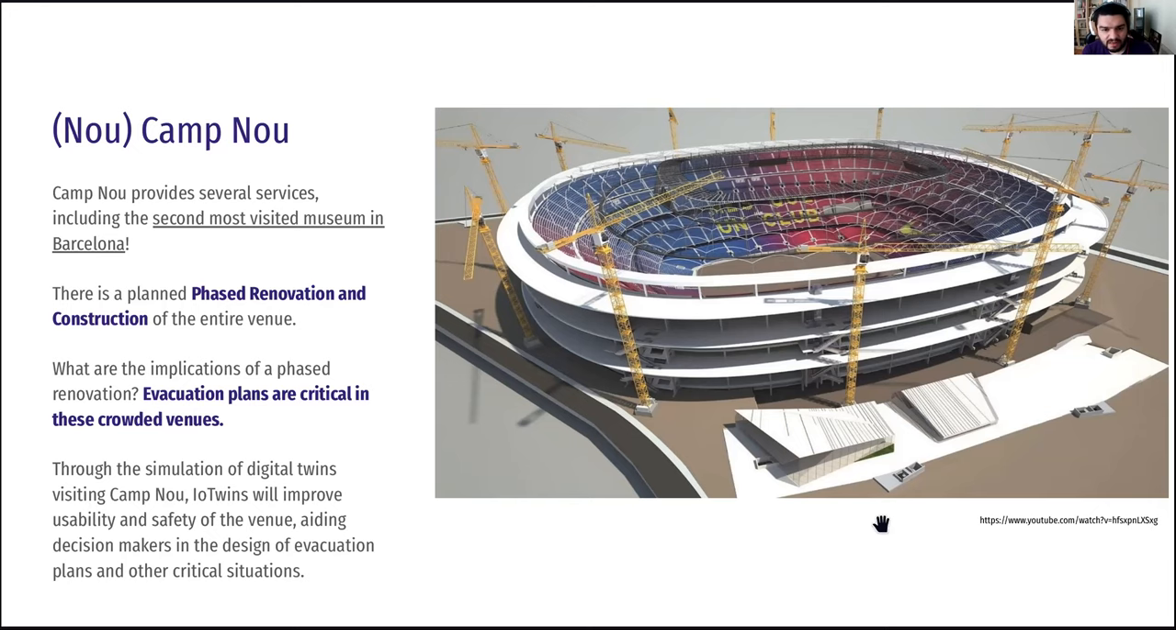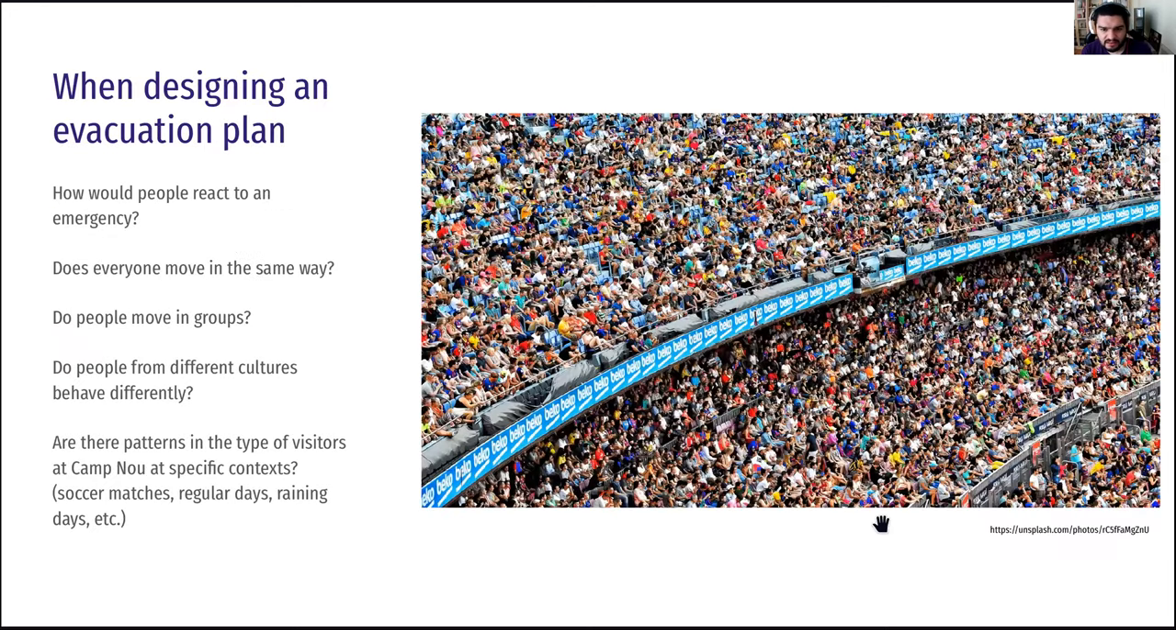For instance, what are the different questions that you may ask when designing an evacuation plan? So how will people react to an emergency? This is a picture from a stadium. You see lots of people there. What happens if there is an earthquake or anything that makes all those people get scared and try to escape from the place?